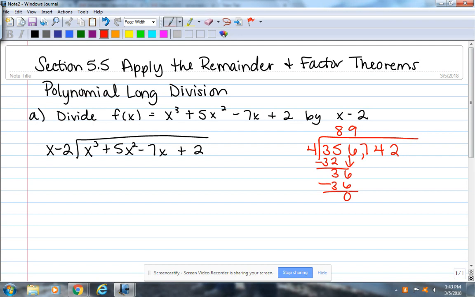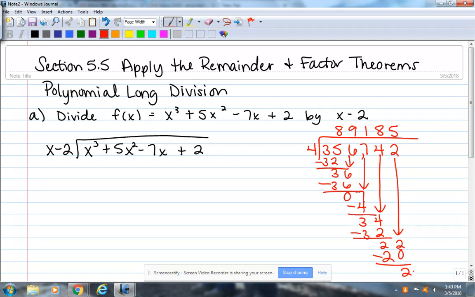And that has a remainder of 0, so you'd bring down the 7. 4 goes into 7 how many times? 1 time. 1 times 4 is 4. Subtract those and you get 3. Bring down the 4. 4 goes into 34 how many times? 8 times. 4 times 8 is 32. Subtract those and you get 2 and you bring down the 2. And 4 goes into 22 how many times? 5. 4 times 5 is 20. And you don't have anything to bring down, so there's your remainder.